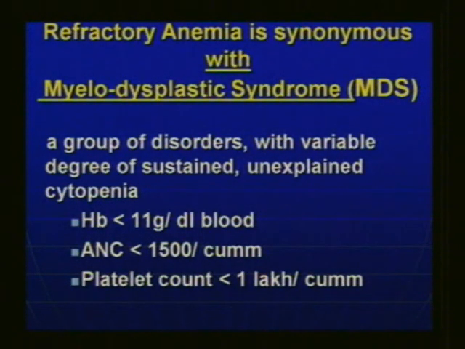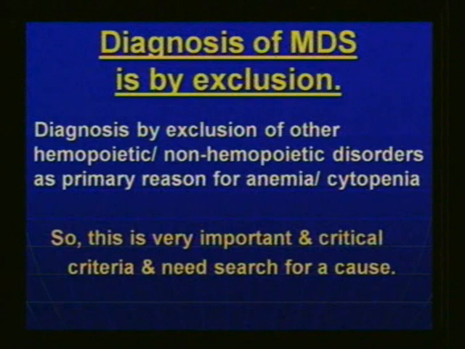Refractory anemia is synonymous with myelodysplastic syndrome. This terminology everybody is aware of. It's a group of disorders with a variable degree of sustained unexplained cytopenia, and by definition the cytopenia is hemoglobin less than 11 gram per deciliter, the ANC less than 1500 per cubic millimeter, and platelet count less than 1 lakh per cubic millimeter. But as I said, the diagnosis of MDS is again by exclusion, exclusion of hemopoietic or non-hemopoietic disorders as the primary reason for the anemia or cytopenia. This is very important and critical. That's why one has to search for a cause.